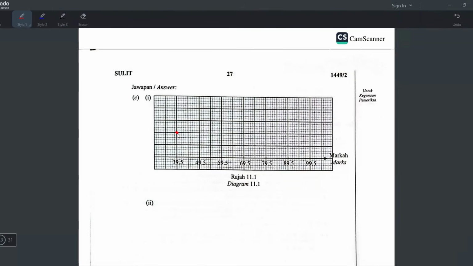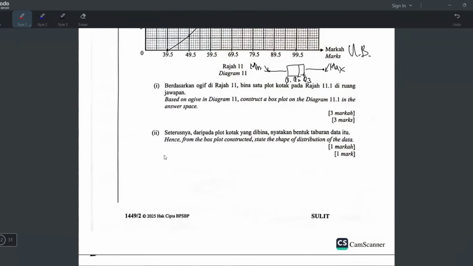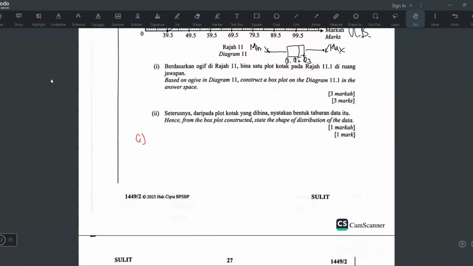That's our minimum, 99.5 is our maximum. Okay, for Q1, Q2, Q3, you have to write some working. Please don't be lazy. You need to show them the working.